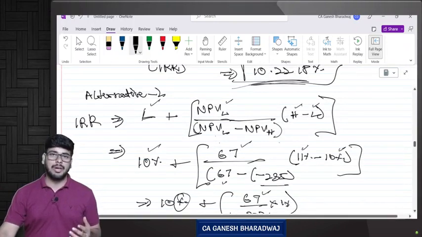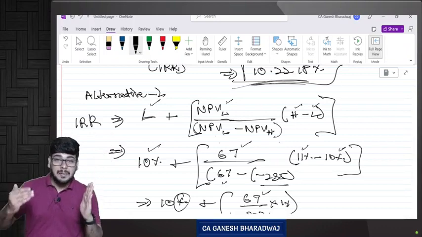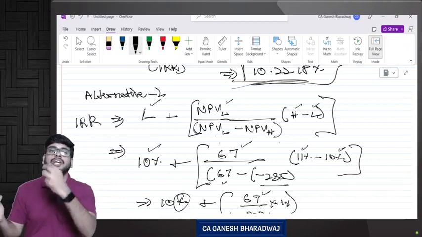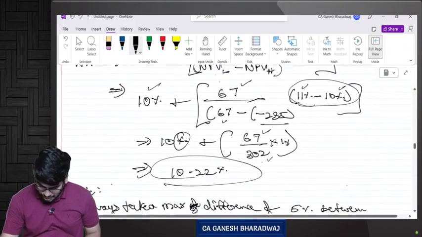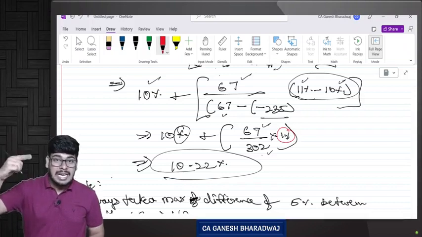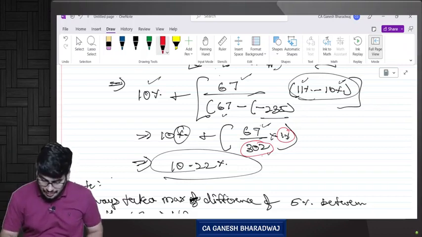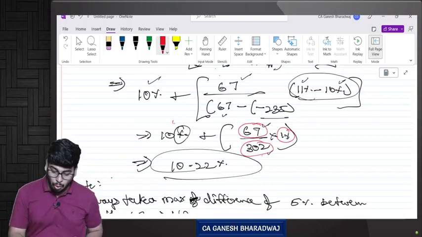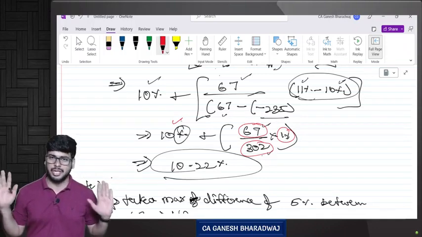So if you want to do it using the formula method, how do you calculate IRR? Lower rate plus NPV at lower rate upon NPV at lower rate minus NPV at higher rate, the whole into higher rate minus lower rate. So for a 1% change in my rate, the change in NPV is 302. How much should be the change in rate if my desired change in NPV is only 67? Common logic only. This is over and above my 10%, correct or not? So you get the same answer, 10.2218%. Are you clear with this too?